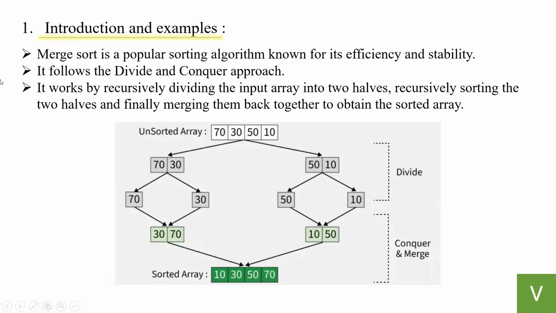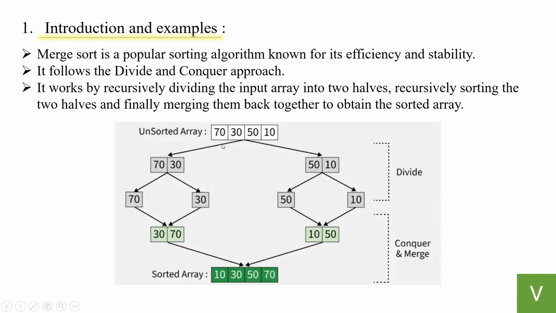So now let us see what is the introduction, what is meant by merge sort. Merge sort is a popular sorting algorithm known for its efficiency and stability. It follows a divide and conquer approach. Here divide means we divide the input array into subarrays, and conquer means we again merge those arrays. It works by recursively dividing the input array into two halves, recursively sorting the two halves, and finally merging them back together to obtain the sorted array. This process is known as divide and conquer.